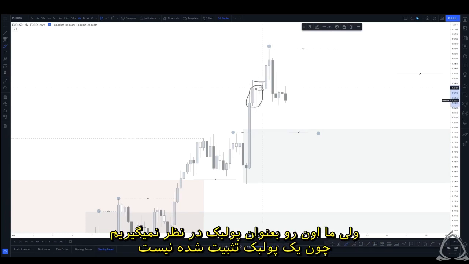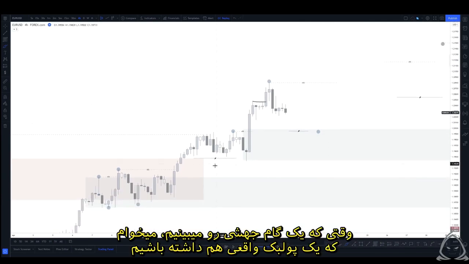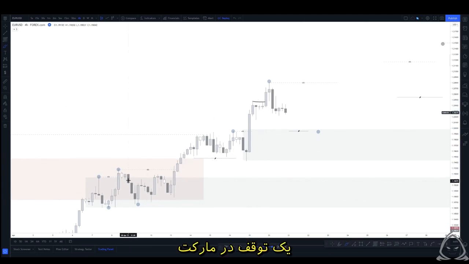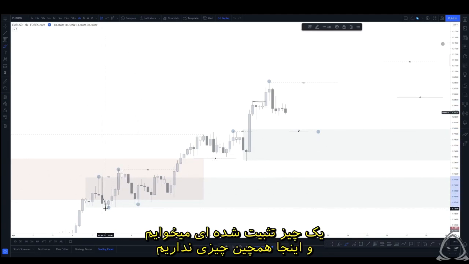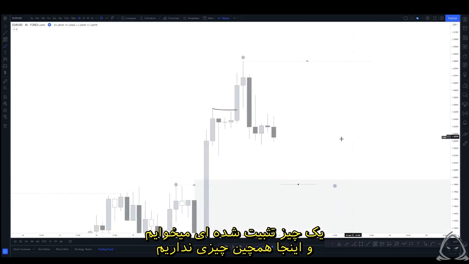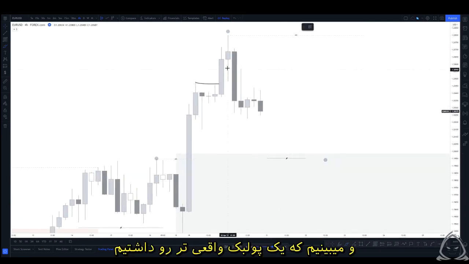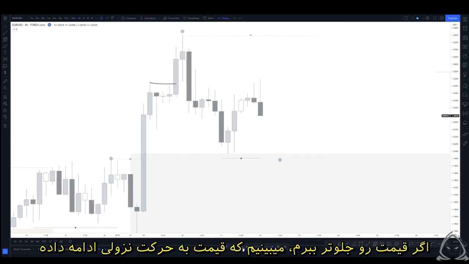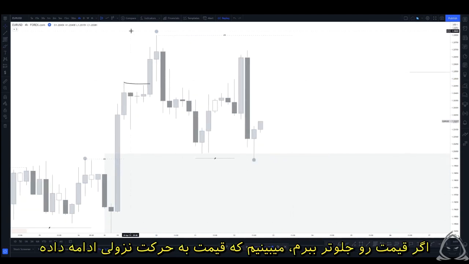On the 4 hour, we did not consider that as structure because it's not a substantiated pullback. When we see an impulsive leg, we want to see an actual true pullback, not a pause in the markets. We want to see something substantial, and we don't get that here. And then what we can see is we do get a more true pullback. And if I just play price forward, we can see price continues to move to the downside.